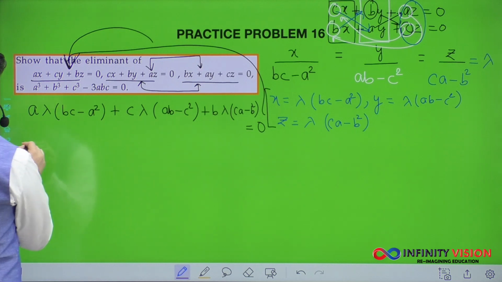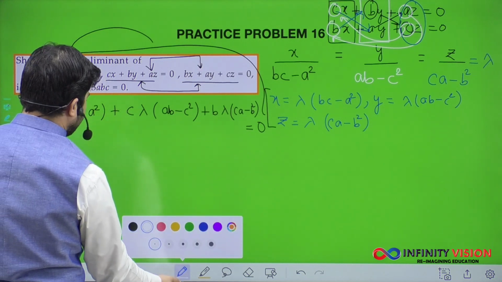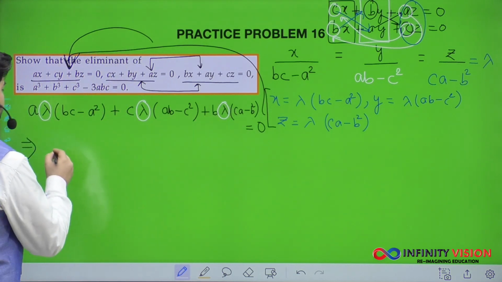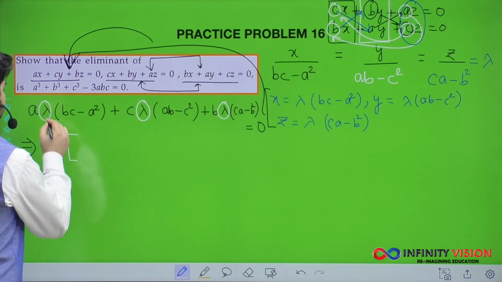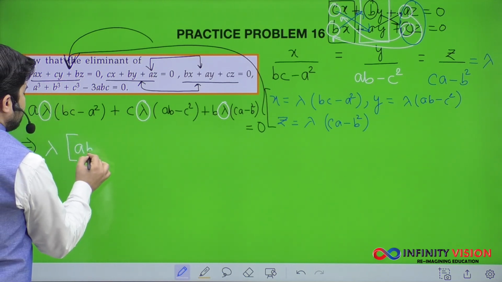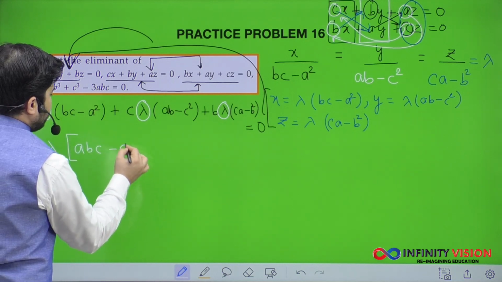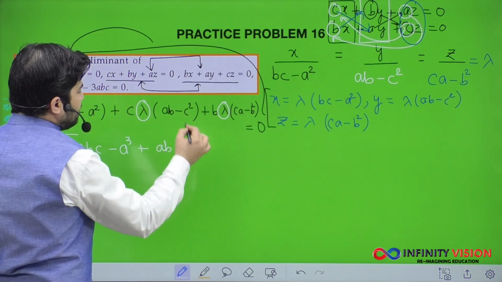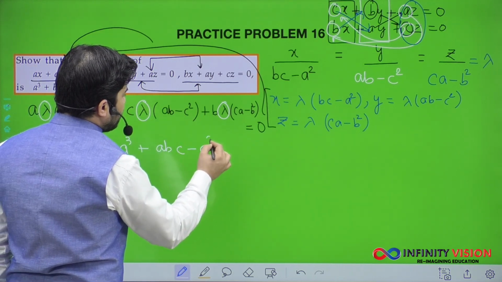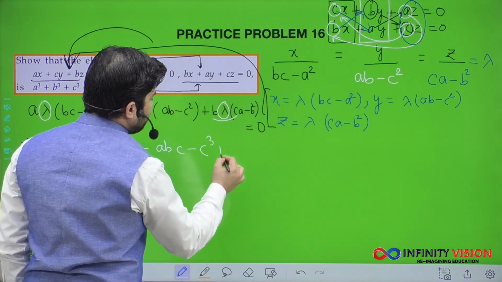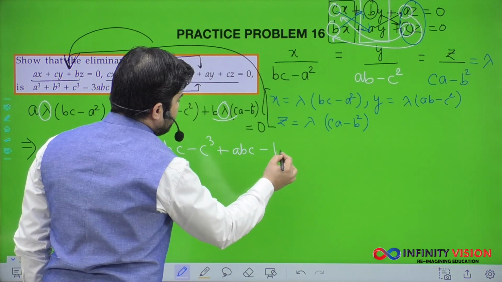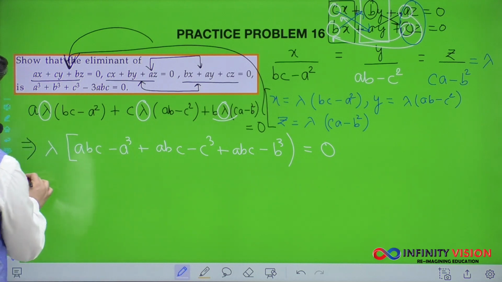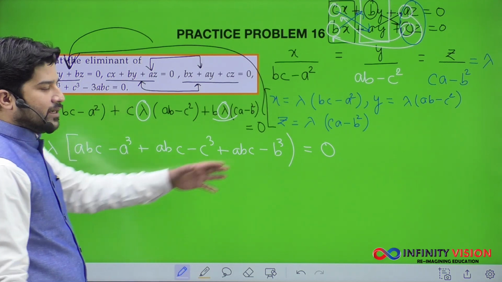Now I see lambda here, here and here, lambda being common, I'll just take lambda out. a will multiply with bc minus a square, that would be a cube. Then c with ab, that would be abc, minus c into c square, that would be minus c cube. Then b into ca, that is going to be abc, and then minus b cube equals 0. Now lambda can easily be taken out because on the right hand side you have 0.